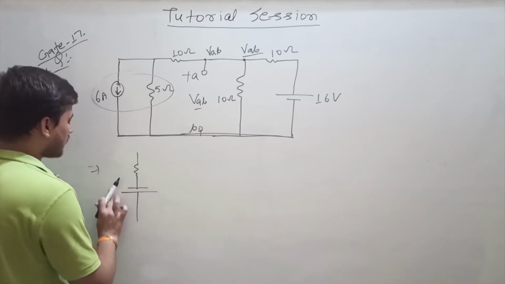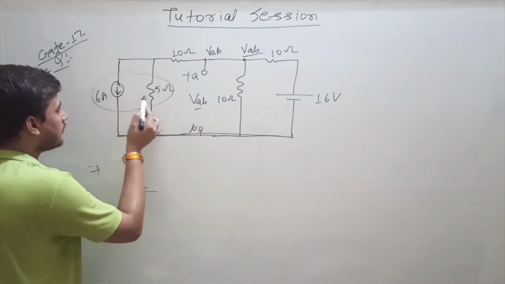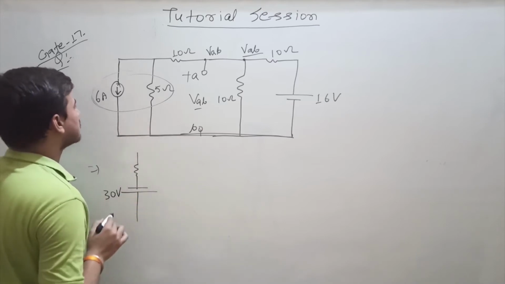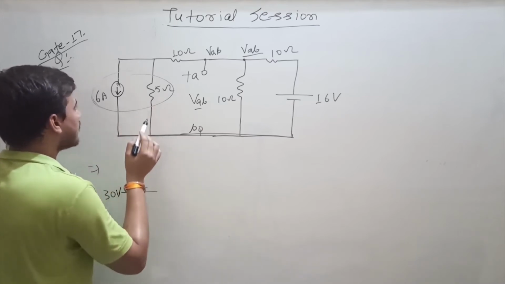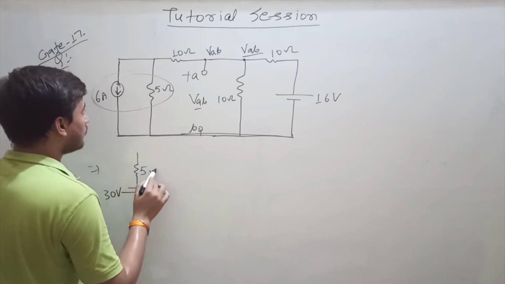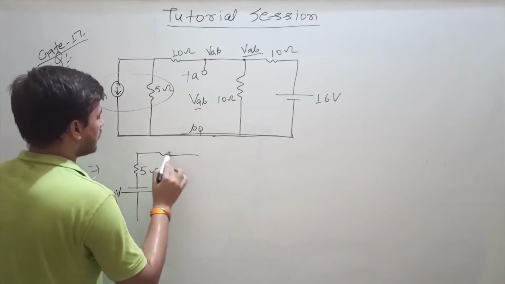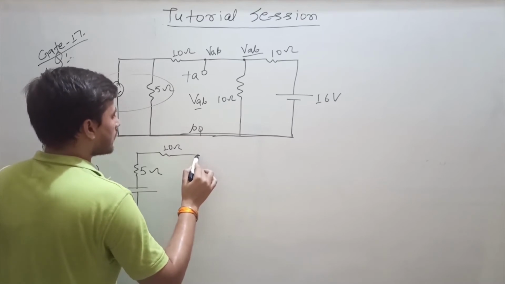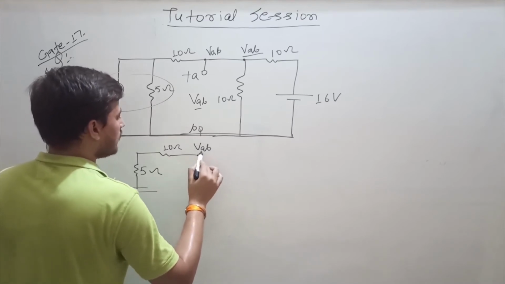Here the current is 6, so the voltage will be I into R, that means 30 volt. Here it is 5 ohm, and here it is 10 ohm. Here the point is VAB.